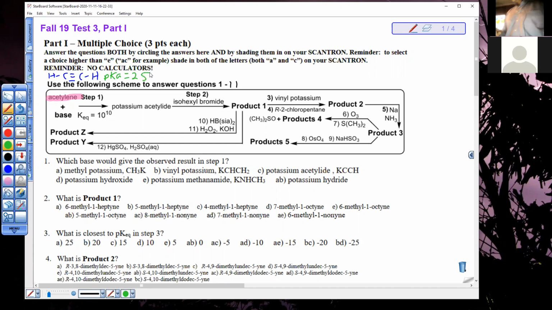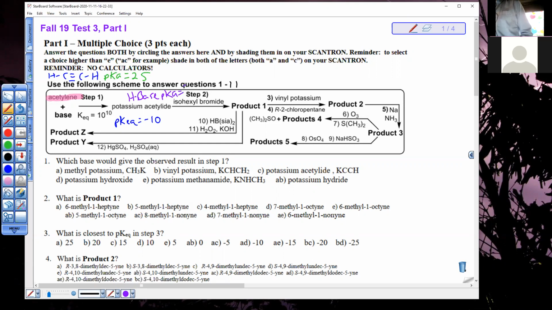I need to have a base that takes that H off and gives me a KEQ of 10 to the 10, which is the same as saying pKeq equals negative 10. They are the same thing. One's with the log scale and one's without. So I need to have an acid version of the base form, plus H base, I'll call it, H attached to the base with a pKa of 35.